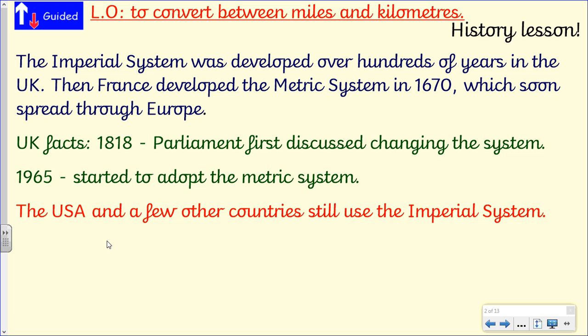Now, America, you know, they like to be awkward. So America and a few other countries do use the imperial system, and pretty much just use that. Oh, petrol as well. We buy petrol by the gallon. That is an imperial measurement. That is an imperial leftover.